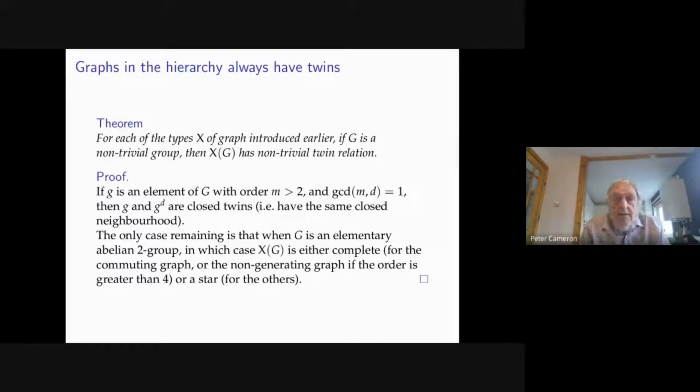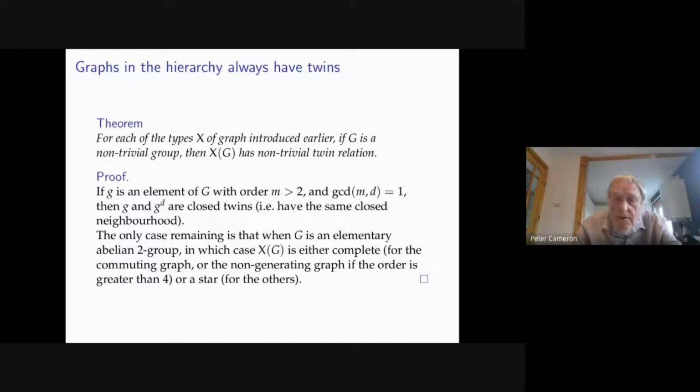And so the only case that I haven't covered is where there are no elements of order greater than 2. So the group is an elementary abelian 2 group. In that case, you can look directly. The commuting graph is complete. If the order is greater than 4, the non-generating graph is complete. But we saw yesterday that the deep commuting graph is a star. The power graph and the enhanced power graph are also stars, and stars are cographs. Stars have non-trivial twin relations, so that's why this holds for arbitrary non-trivial groups.